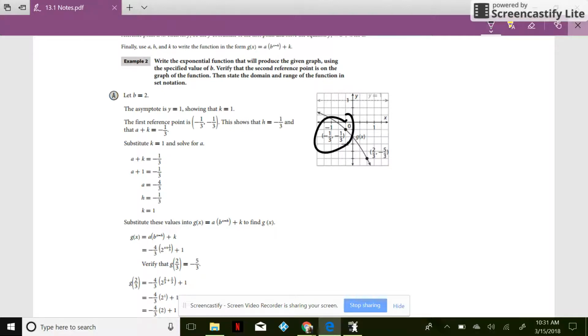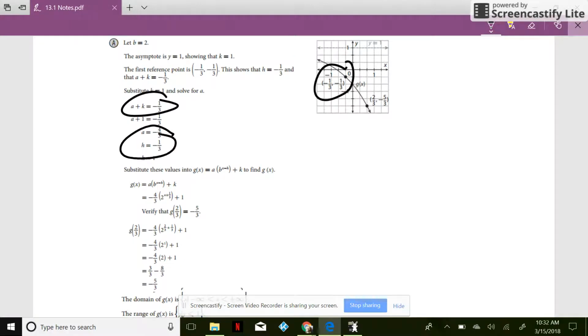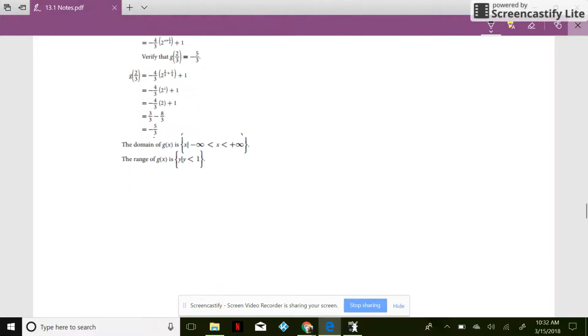So the hardest thing now is to find out what our a value is. So taking that reference point that's closest to the asymptote, you take the y value and you say that a plus k is equal to that y value. So we found that k is 1 from our asymptote. So then you would say a plus 1 is equal to -1/3. So solving for a, we get -4/3. So now we have all of our pieces. We know each of our constants as well as our base. So then you can just plug those into the formula to get your equation.